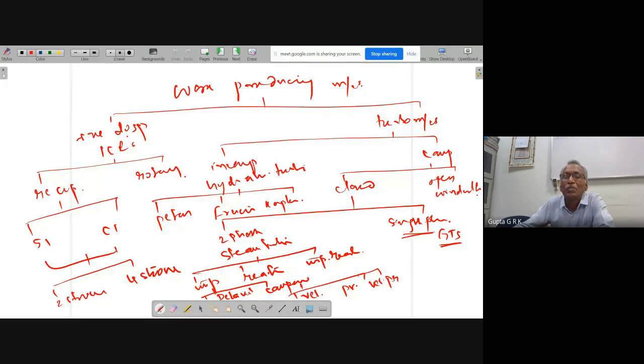And two-phase machines means steam turbines. And steam turbines can be impulse, reaction, or impulse-reaction. In the impulse, it can be single stage or compounding. In the compounding, we can have velocity compounding, pressure compounding, velocity-pressure compounding like that. Okay, this is on the steam turbine side.